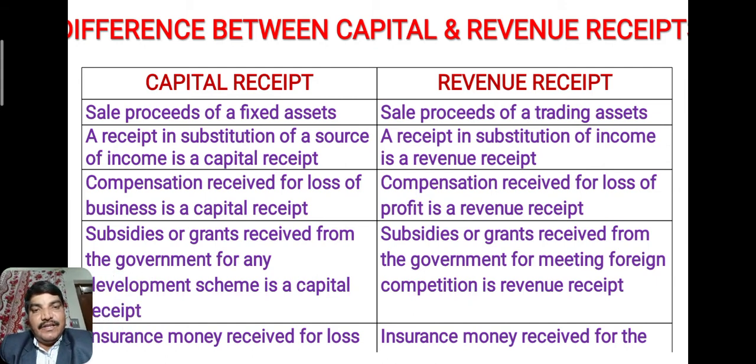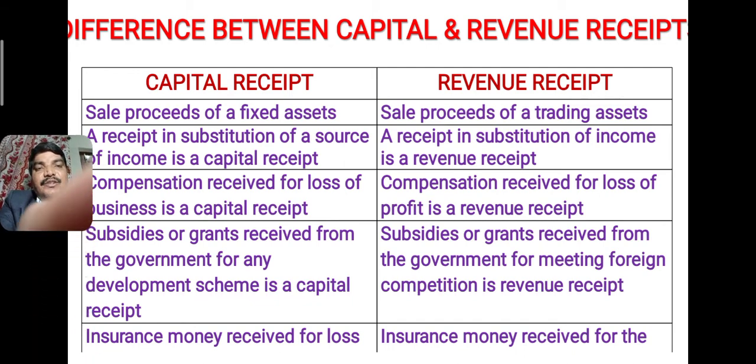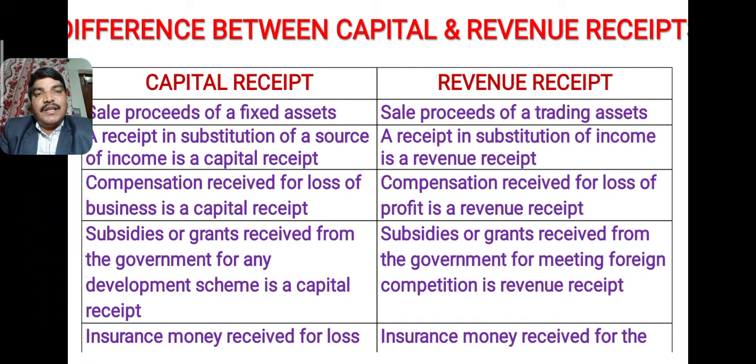On the other hand, any sale proceeds of trading assets is treated as a revenue receipt. Next, any receipt in substitution of a source of income is a capital receipt. On the other hand, any receipt in substitution of income is a revenue receipt.